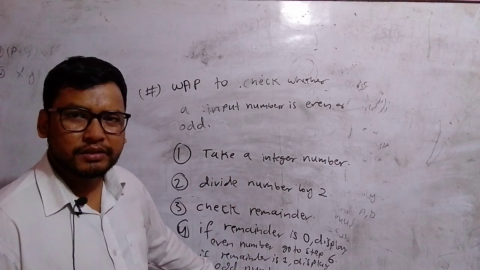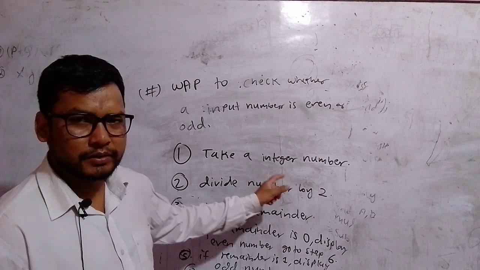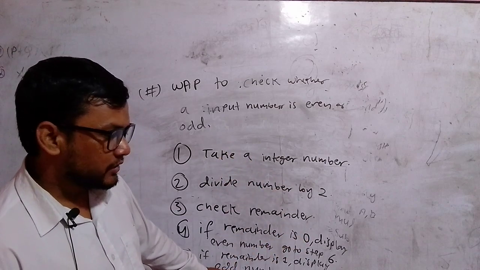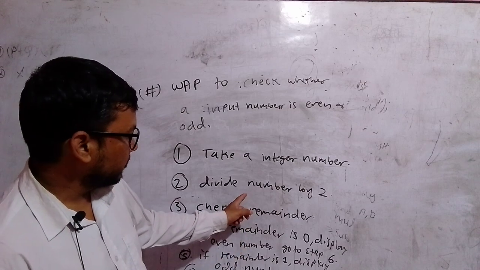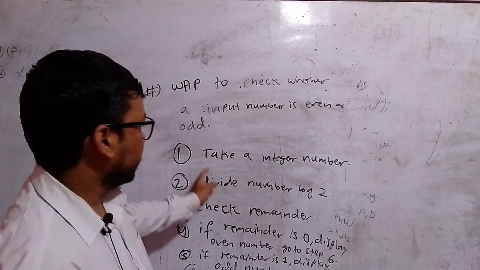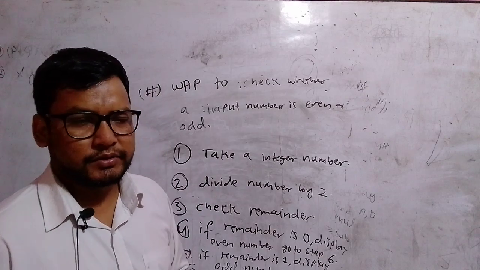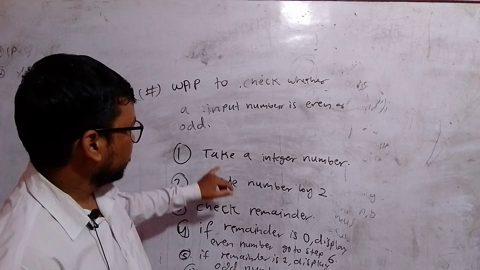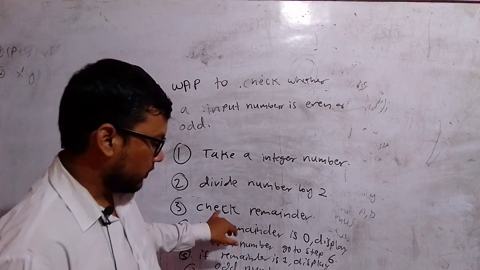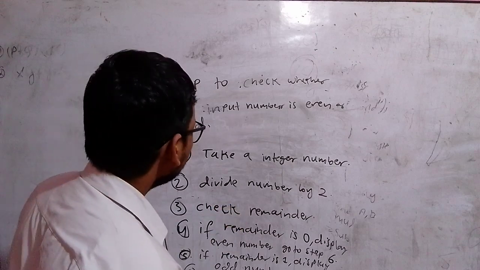Step-wise descriptions of how to arrive at the solution of the given problem, or the steps which, if we follow, we will get the solution of the given problem. This is called the algorithm. Algorithm means we describe how to get the solution by using programming.